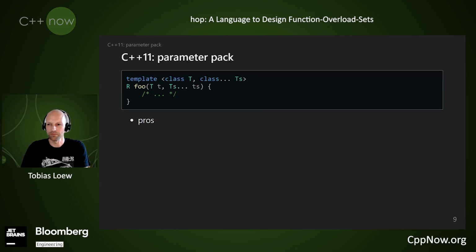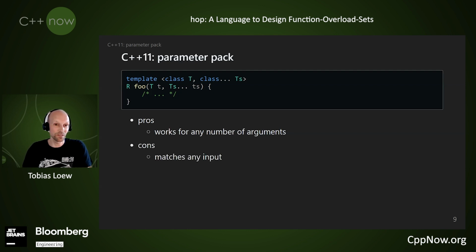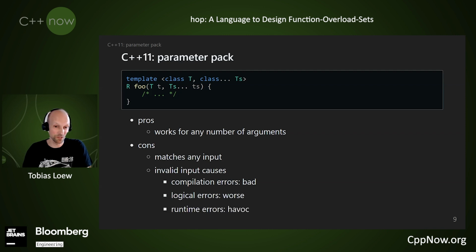Or different semantics, sorry. Also with C++11, we got parameter packs. So we can write a function in the sense of give me one T and then give me another set of T's. So the pros, it works for any number of arguments. But the cons, when we write it like this, it will match any input. And invalid input will cause compilation errors or even logical errors, or the worst of all, runtime errors.